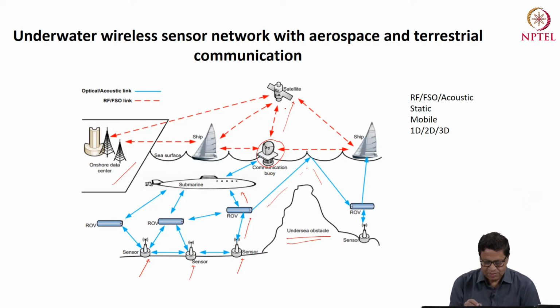So as I mentioned, there can be three possibilities. Either you communicate using acoustic, RF, or free space optics. So there are three options available to us, and these sensor nodes which are there at the bed of the sea or somewhere in the middle, they can be static nodes. They can also be mobile nodes, and they can have different configurations: 1D, 2D, 3D. 1D is basically they are lying on the bed of the sea. 2D can be at different heights, and 3D basically covers a volume, or a small volume within the sea. So all configurations are possible in underwater.